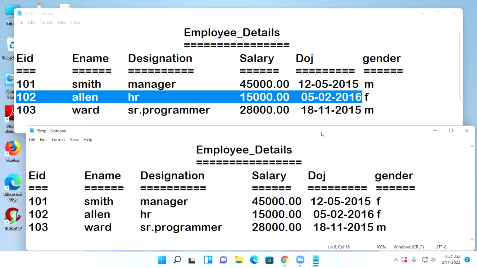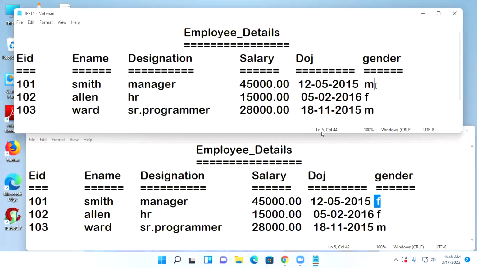Now tell me, what is your salary? 15,000. Exactly, we can say it without any doubt, because both are showing the same salary. There is no confusion here. This is called regular matching. Now I changed male to female here, then here it will also change to female. Again, there is no confusion.